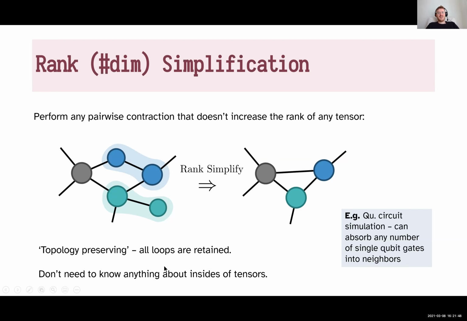And you don't need to know anything about the insides of the tensors. And a good example of this is if you're just doing a basic quantum circuit simulation, all of the single qubit gates are just rank 2 tensors, so you can essentially for free absorb as many of those as you want into their nearest neighbor tensors.